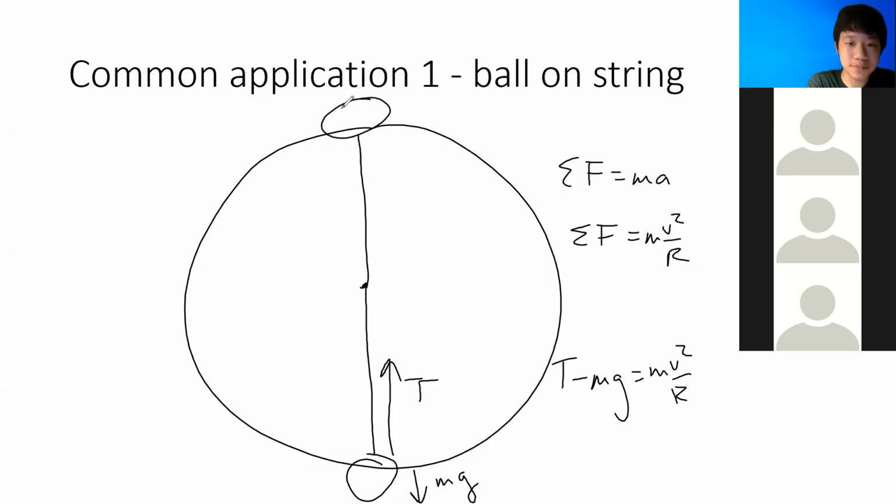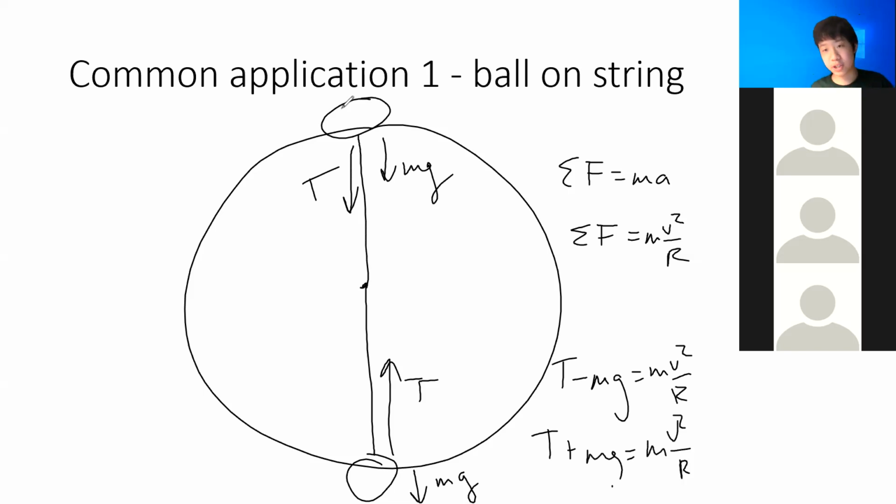Now at the top of the circle, tension is still going down, right? Because tension always goes towards the center of the circle. But now gravity is helping it. So in this case, T plus mg will equal mv squared over r. So if the ball were to go at a constant velocity throughout this whole circle, then the tensions at the top and the bottom are going to be different. Because you have to consider the gravity that's going to be either helping or hindering the tension in making this ball spin. So that's basically the only extra thing you have to consider in vertical circles. All right, are there any questions about this?